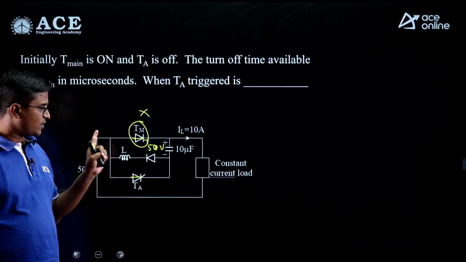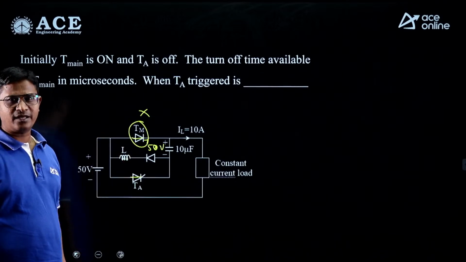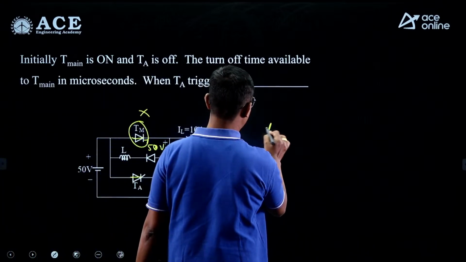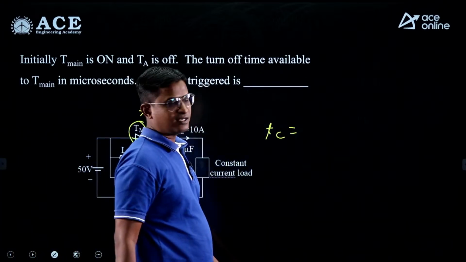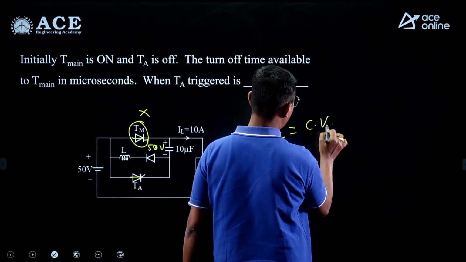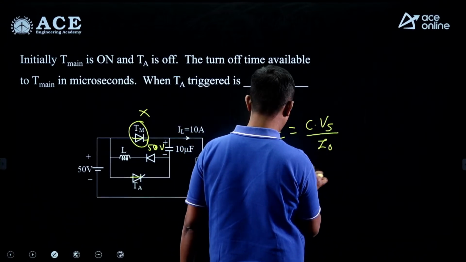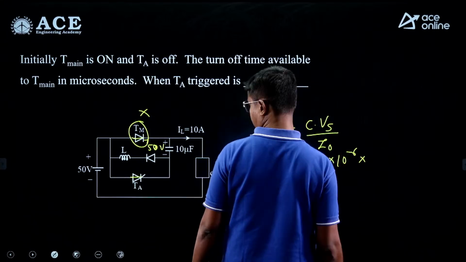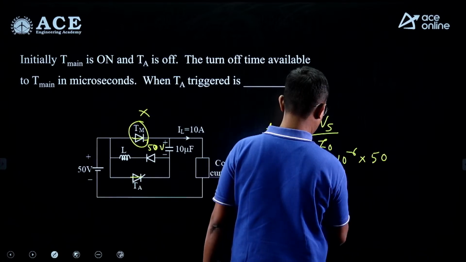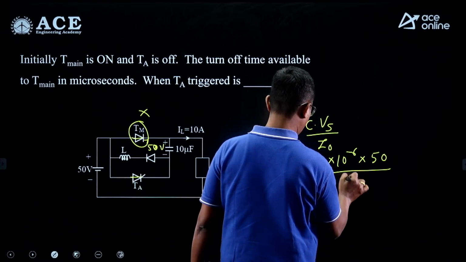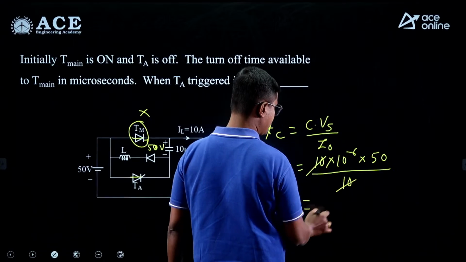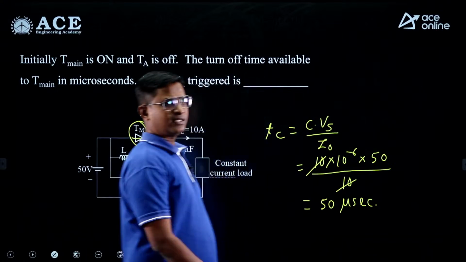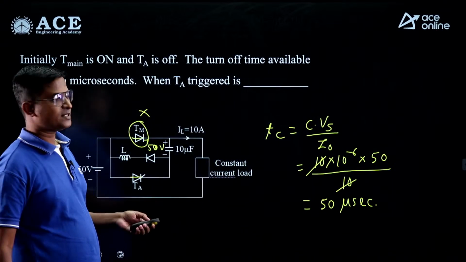So that's why this is a voltage commutated chopper circuit. And recall, in a voltage commutated chopper circuit, what is the circuit turn off time for the main thyristor? We have written the expression C into Vs by I0. Now simply put the values. C is 10 microfarad, Vs is 50 volt, and I0 is 10 ampere, right? So this will get cancelled out, so it is 50 microsecond. The question was asked on the same voltage commutated chopper circuit.